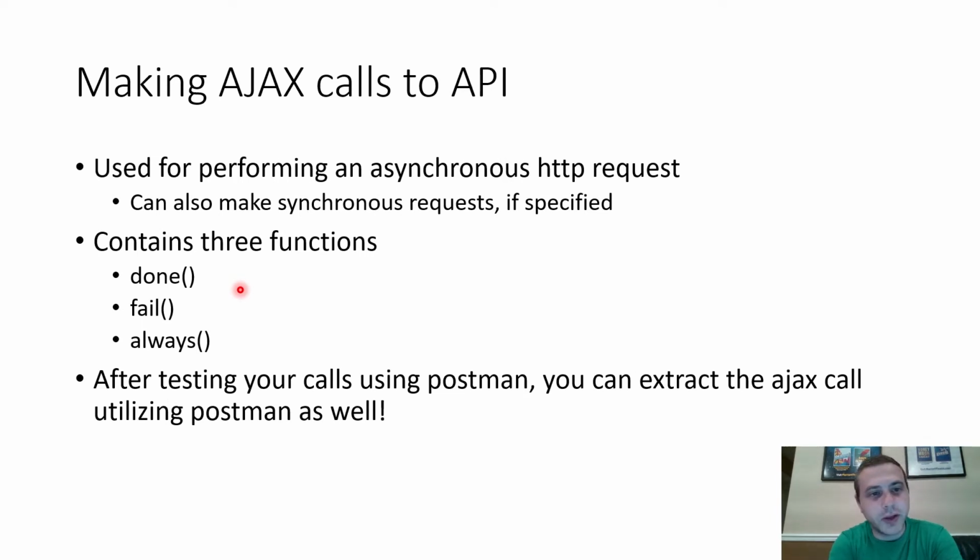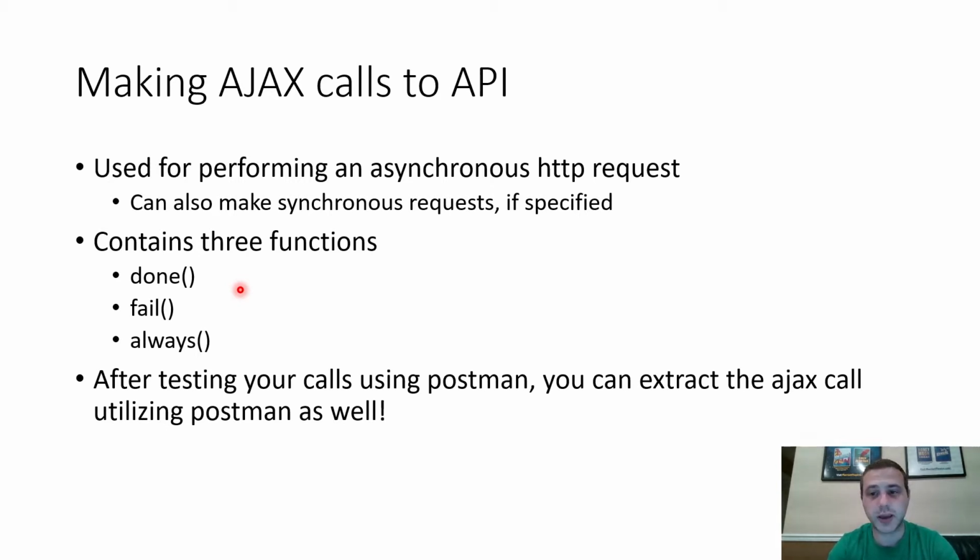So what are AJAX requests? jQuery AJAX calls are used to perform asynchronous HTTP requests. They can also make synchronous requests if you specify it, but these types of requests are really meant to be asynchronous, so I would not recommend making them synchronously. They contain three different functions, and I'll show how to utilize them in the next slide.